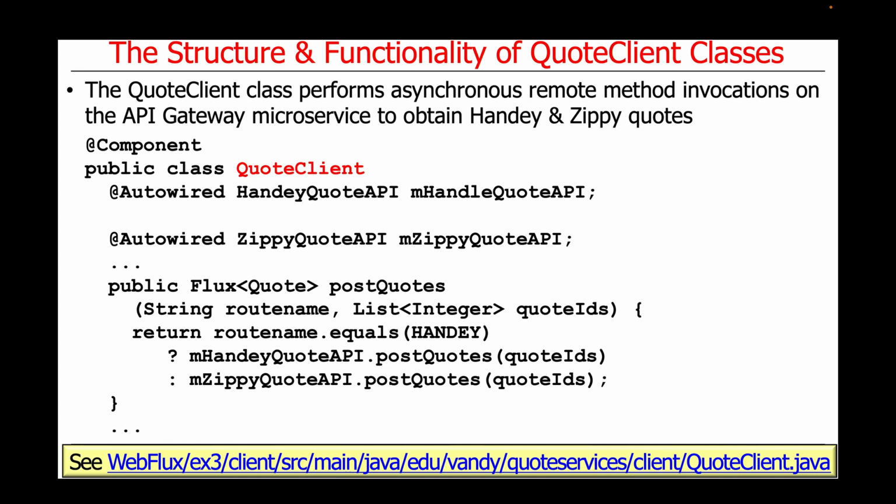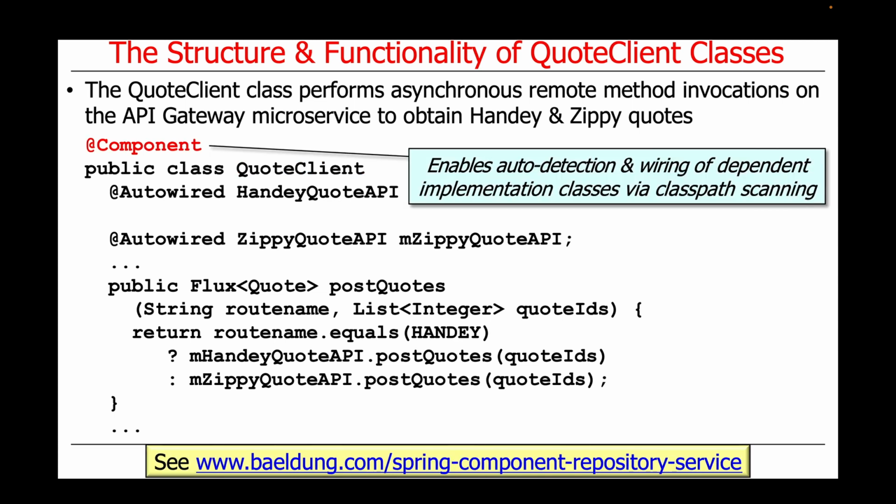This class performs asynchronous remote method invocations on the API gateway microservice for the purpose of obtaining the Handey and Zippy quotes. And you can see here that we have the class, which you can get at the link down below, and we annotate this class with the @Component annotation, which instructs Spring to enable auto detection and wiring of dependent implementation classes using class path scanning.